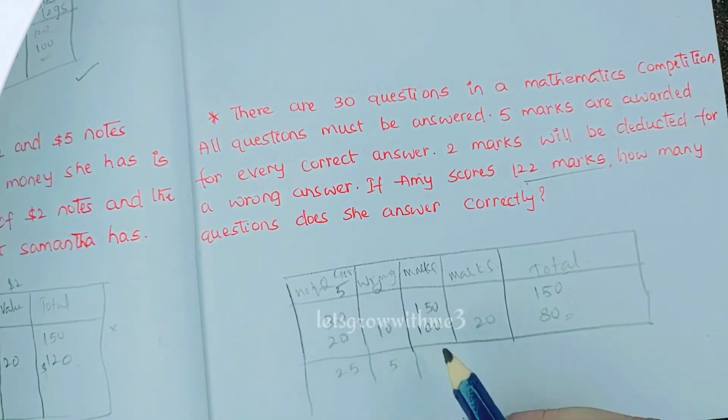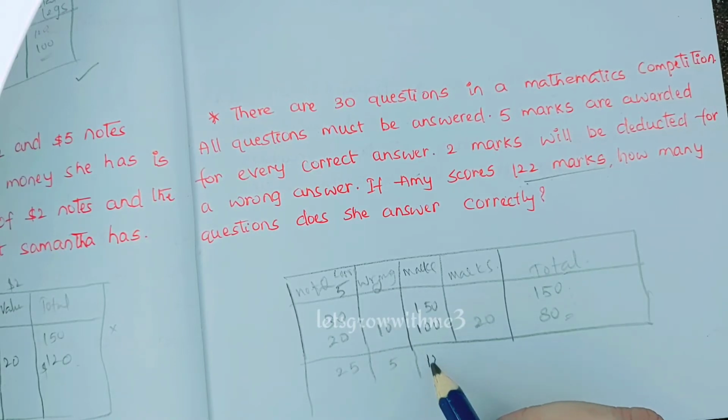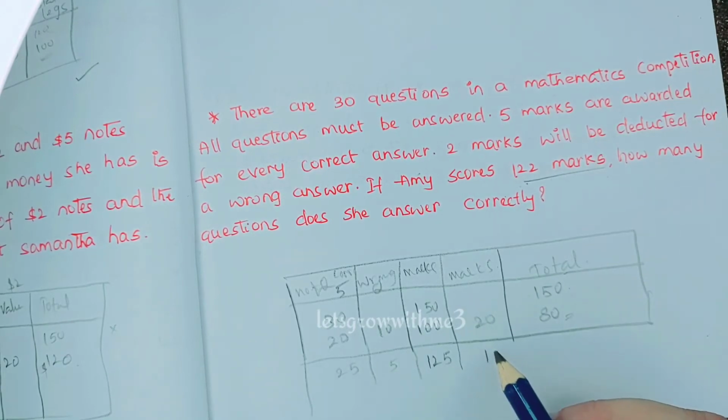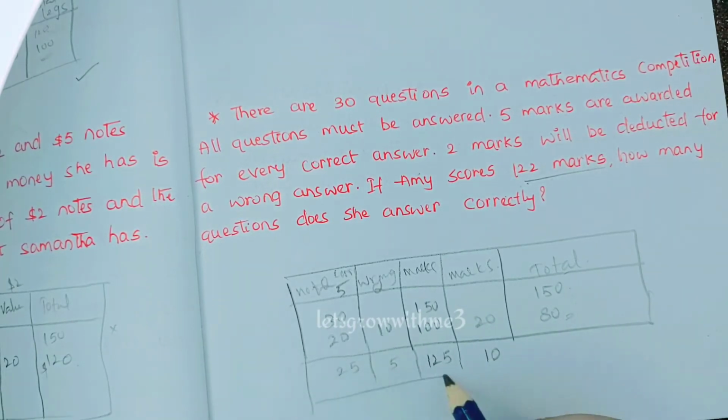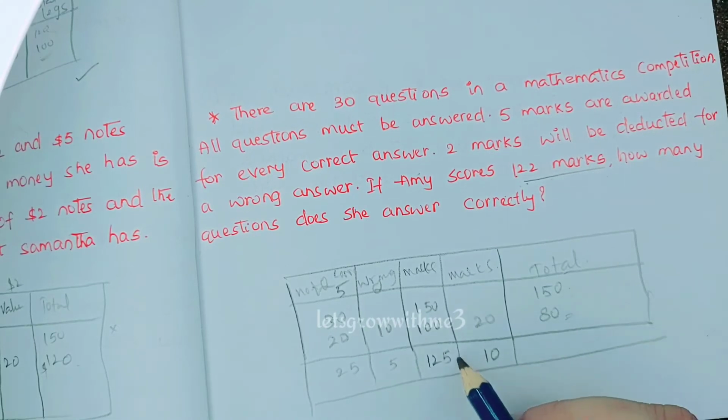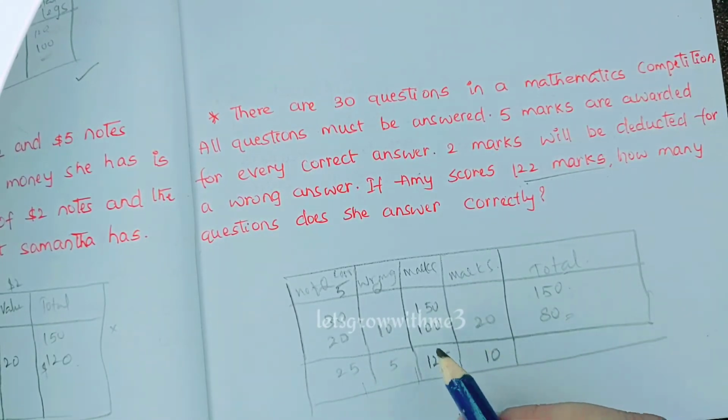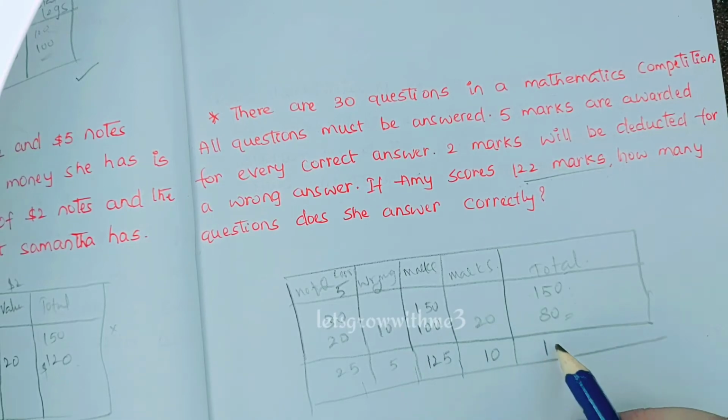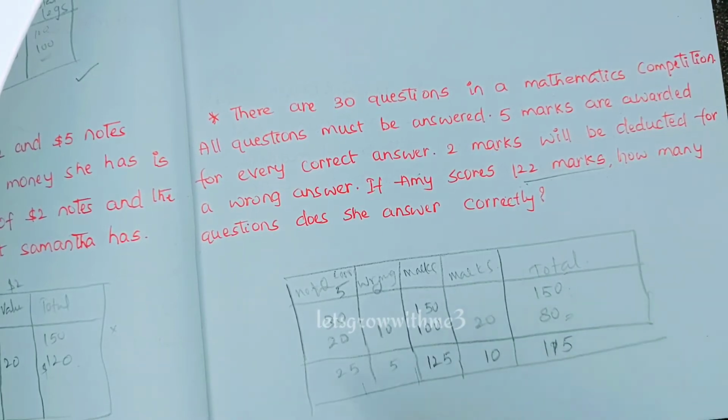So let's proceed to 25. 25 correct means how many marks will I get? 125, and 5 wrong means 5 twos are 10. So 125 minus 10 is 115, but my answer is supposed to be 122. So my guess is still wrong. I need to increase my right answers and decrease my wrong answers.